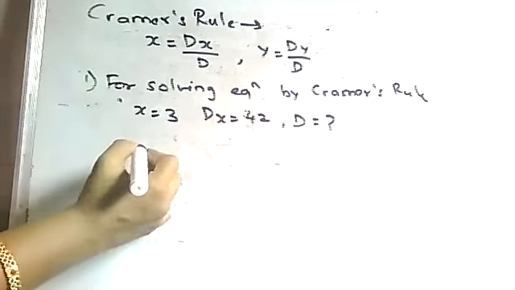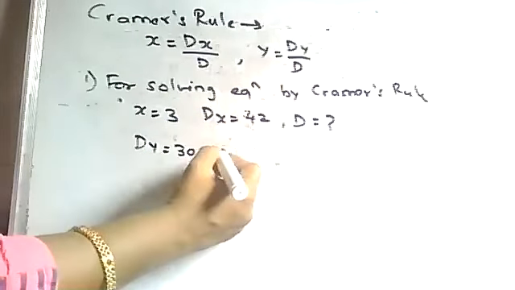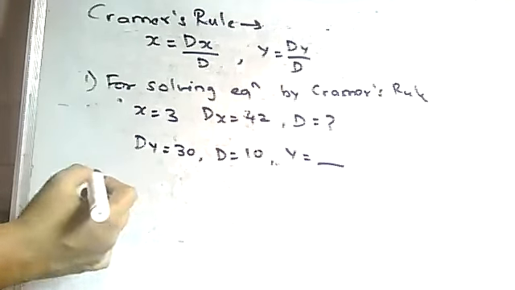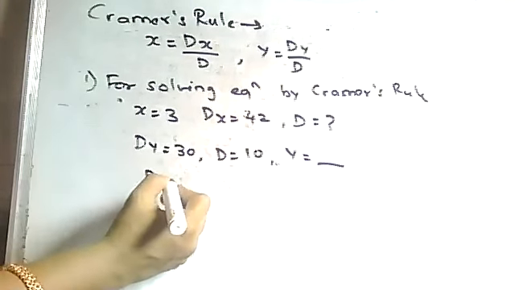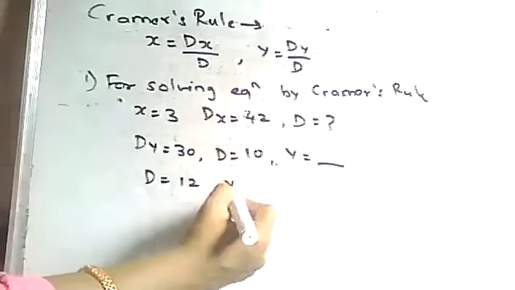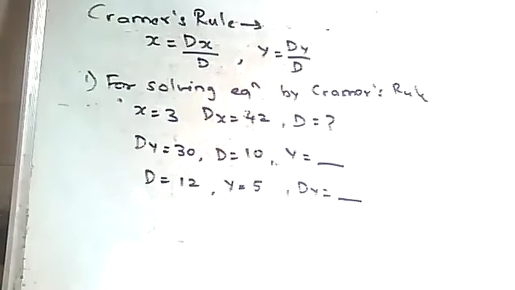In the same way, suppose dy is equal to 30, d is equal to 10, y is equal to how much? Okay, I'll give you some, or like if you have d is equal to 12, y is equal to 5, then dy is equal to how much? This way they may ask you. करो दोनों solve and tell me.